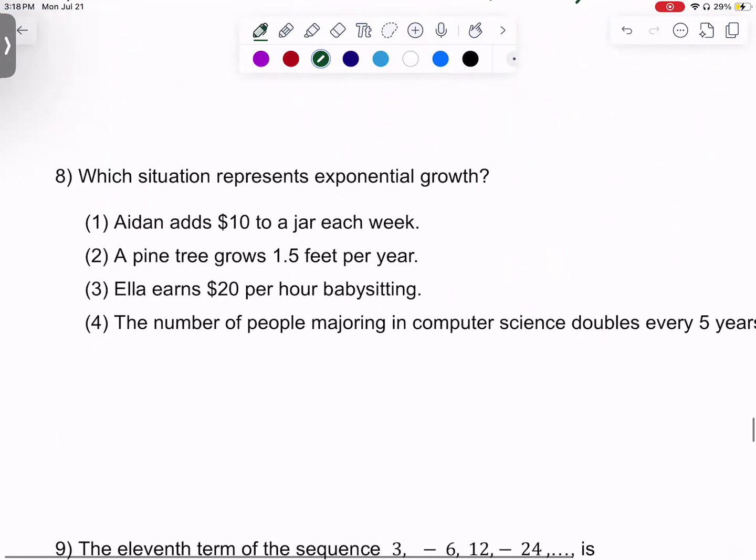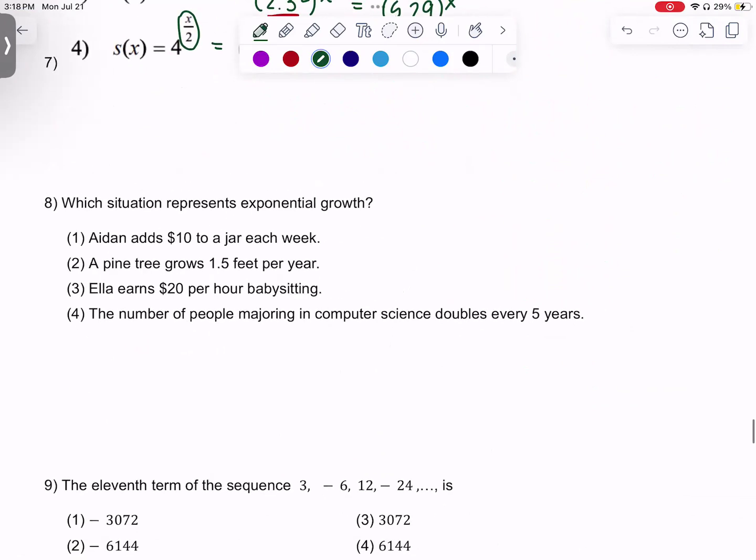Number 8, which situation represents exponential growth? Aiden adds $10 to a jar each week. If you're adding, you're doing plus 10, that's linear. Number 2, pine tree grows 1.5 feet per year. Feet per year represents slope, but also growth, growing, that's linear. Growing 1.5 feet. Number 3, Ella earns $20 per hour babysitting. That's a constant rate of change. That's linear.